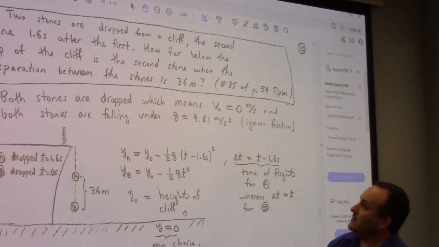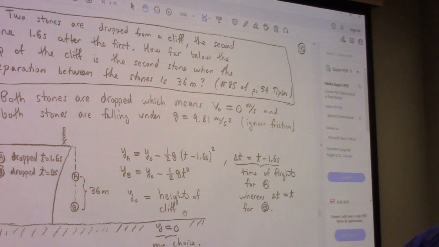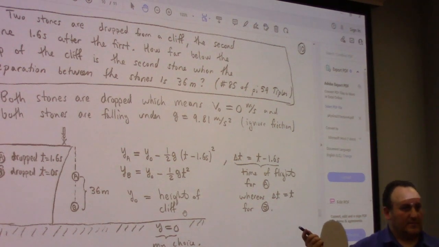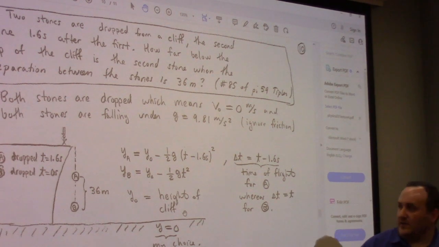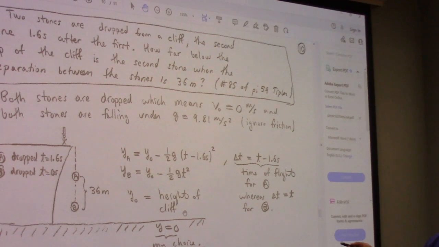All right? No, the question is how far below the top of the cliff is the second stone when the separation is 36 meters. It doesn't tell us when that time happens, right? There's a lot of things missing here. So how do you work this kind of problem? Well, you write the kinematic equations and just sort of work through it.